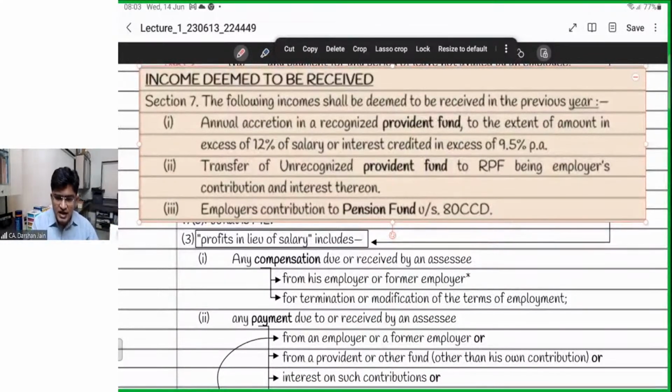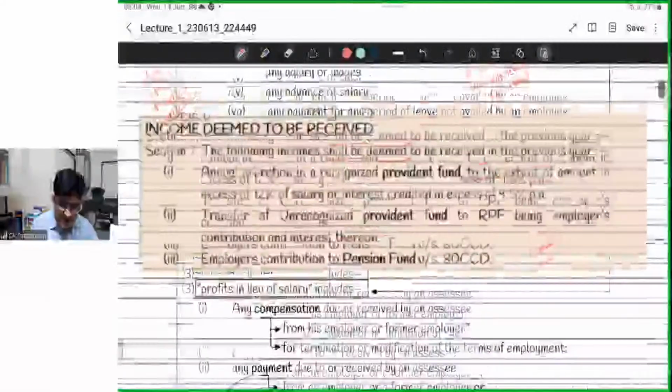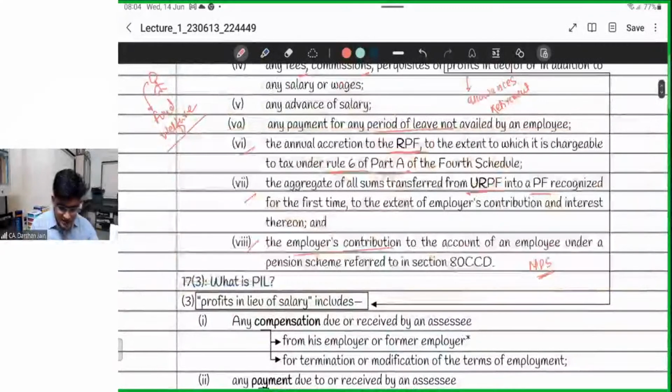We'll discuss this in detail again, but understand, the amount that is contributed by the employer to an unrecognized provident fund is not taxable in the year of contribution. It is taxable in the year of withdrawal. Now what happens when an employee moves from an unrecognized provident fund to a recognized provident fund? It is deemed to be withdrawal and therefore it is deemed to have been received. Further, the employer's contribution to pension fund or the NPS is going to be taxed as salary.